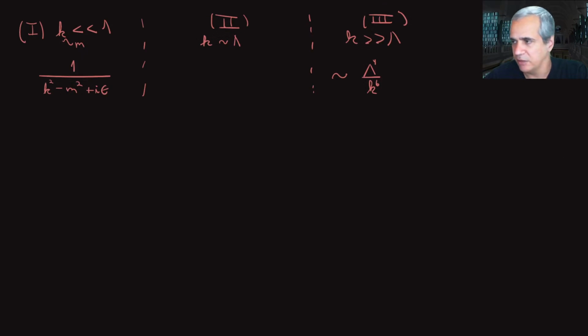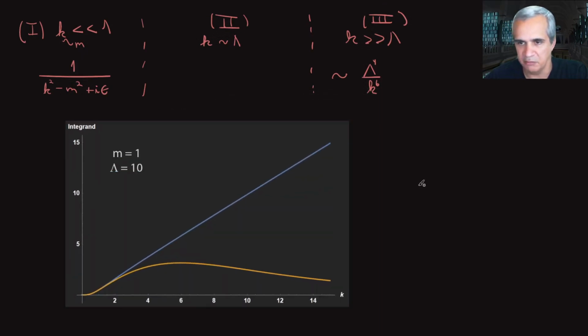And plot these. This is what I did here for some particular number of mass and lambda. Notice I choose a cutoff scale which is really close to the mass. Usually you want this to be orders of magnitude above. And that's why the region 1, which is here, is so small. But I really wanted to focus on the changes. So this is the original, and this is the PV, Pauli-Villars regularized integrand.